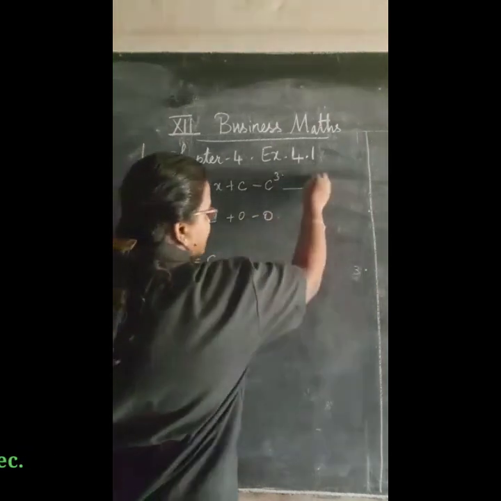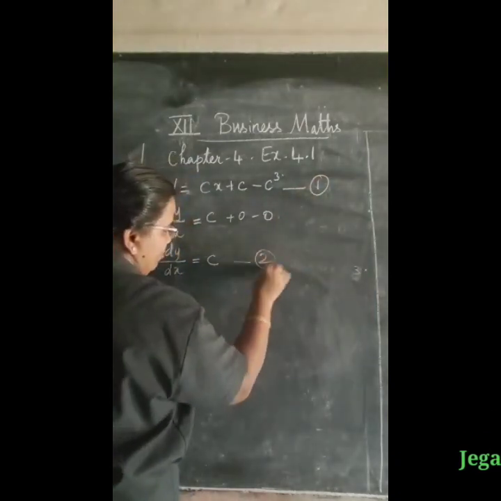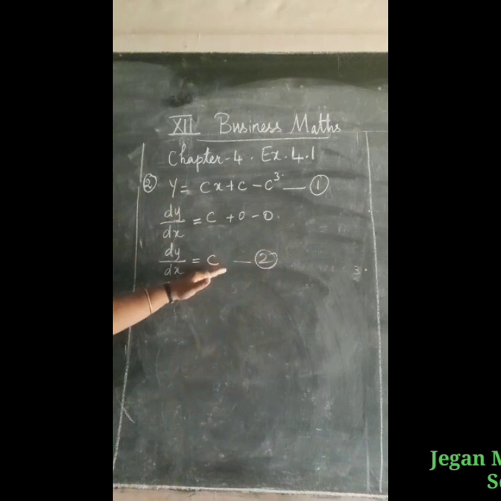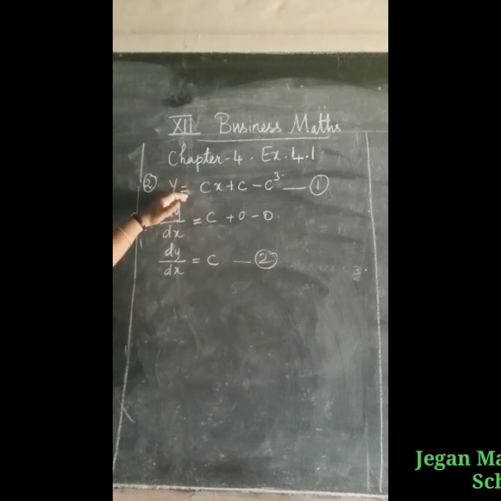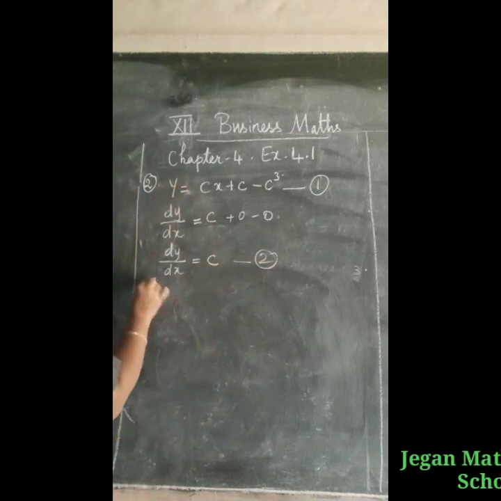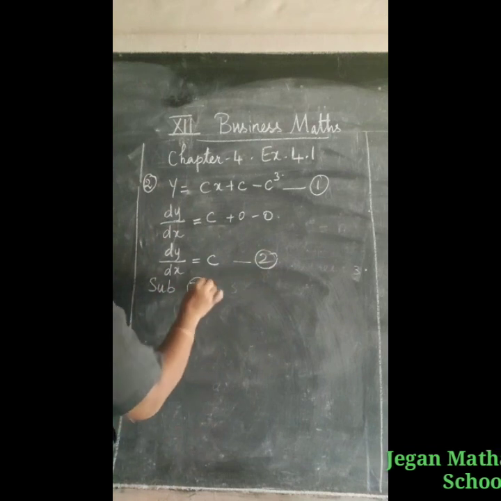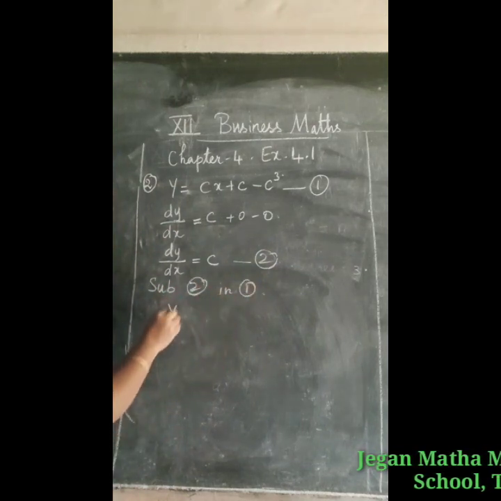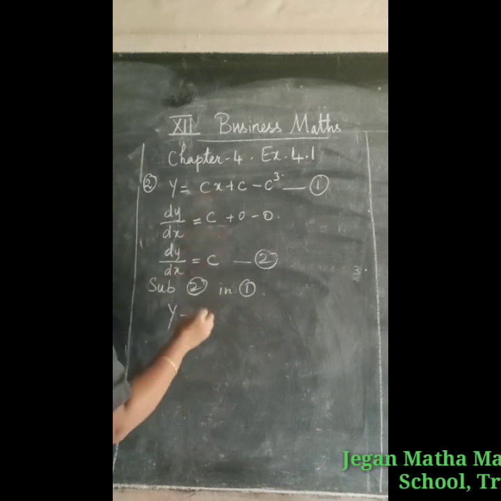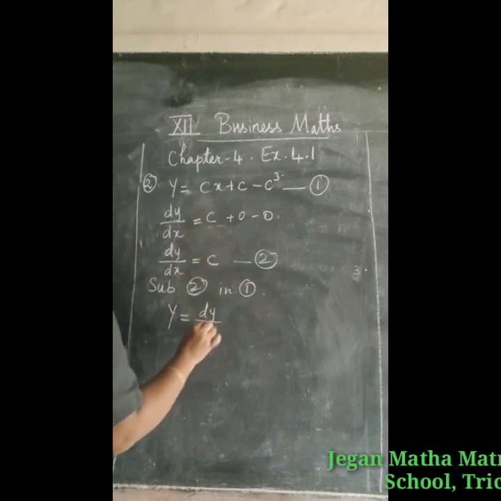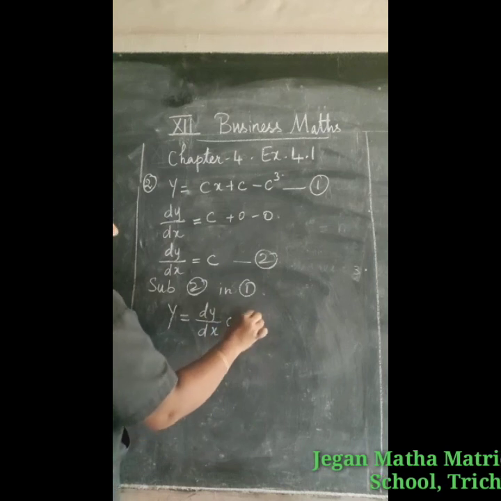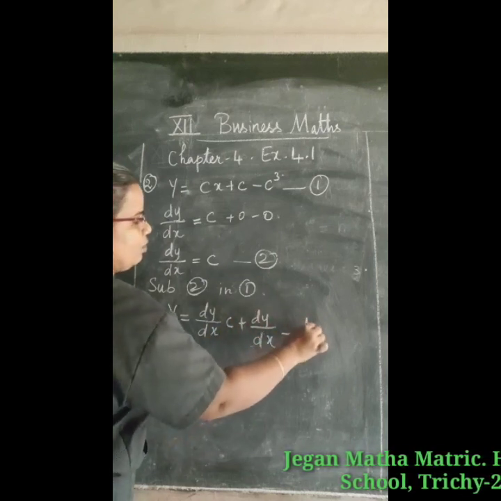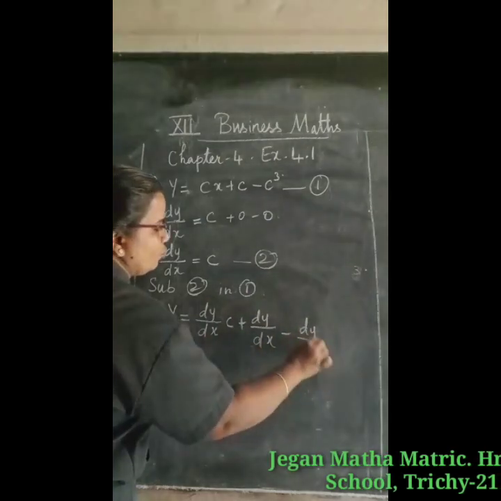Consider this as the first equation and this as the second equation. dy by dx is equal to c means you have to substitute this second equation into the first equation. So what will we get? Substitute 2 in 1. We will get y is equal to x into c plus c minus c cubed, with c being dy by dx.